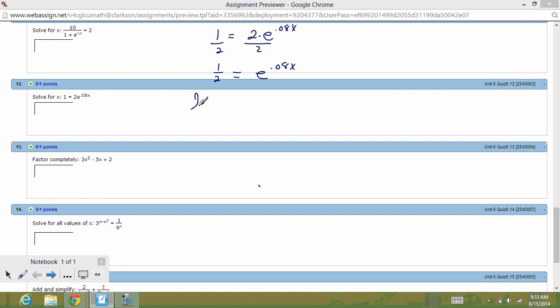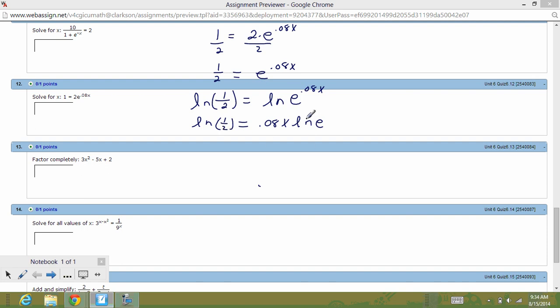And now we'll apply the natural log to both sides. So we have the natural log of 1/2 equals the natural log of e to the 800ths x. And then this exponent now becomes a multiplied expression.